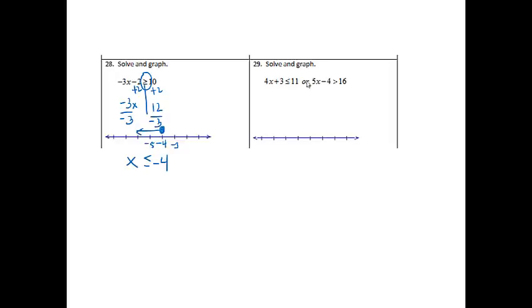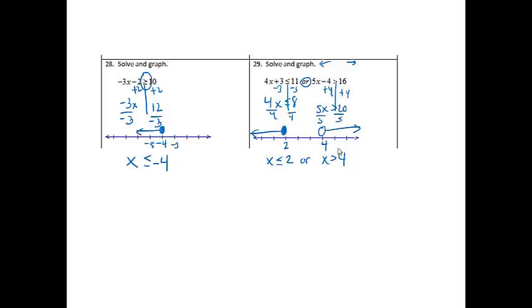Number 29, this is an OR problem, so I know my graph should be headed in separate directions before I start. To solve this first one, we'll subtract 3 from both sides, and I'll get 4x is less than or equal to 8. I'll then divide both sides by 4, and I end up getting x is less than or equal to 2. And then working the right problem, I'll add 4 to both sides, so I'll get 5x is greater than 20. Then I'll divide both sides by 5, and I get x is greater than 4. So either of those can happen. So I'll go to 2, 4, open circle at 4, closed circle at 2. It's going to be less than 2, greater than 4.